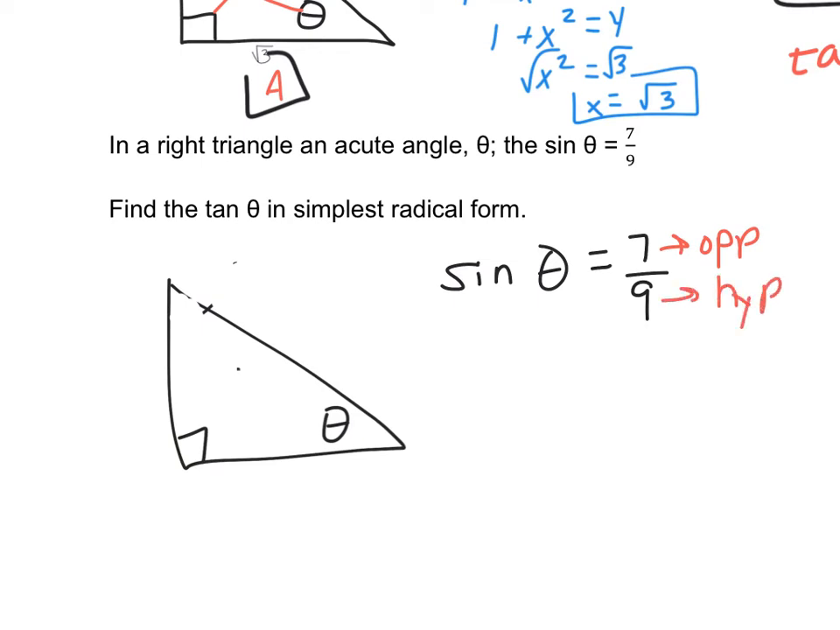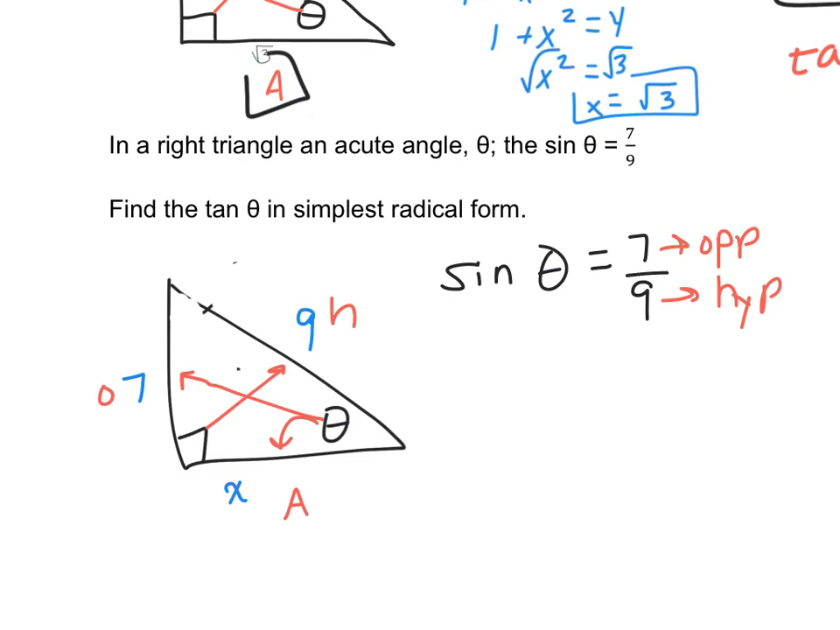So one thing I should do is I should label my hypotenuse, my opposite, and my adjacent. Remember, the hypotenuse is always across from your right angle, opposite is across from your theta, and adjacent is last but not least. I'm going to label it in blue. I have a 7, and I have a 9. Thing is, I don't know what this is, so we have to solve.